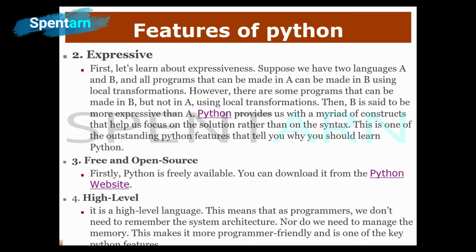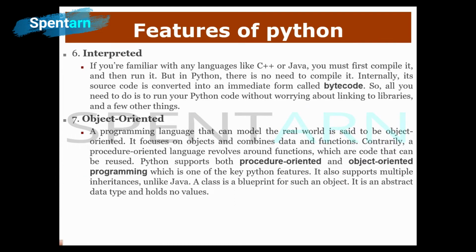Okay. Now, high level language. We all know that it is a high level language. It is an interpreted language. If you are familiar with languages like C++ or Java, you must first compile and then run. But in Python, there is no need to compile it. Internally, its source code is converted into an intermediate form called bytecode. So all you need to do is run your code without worrying about linking to libraries and a few other things. Now it is an object-oriented programming language.